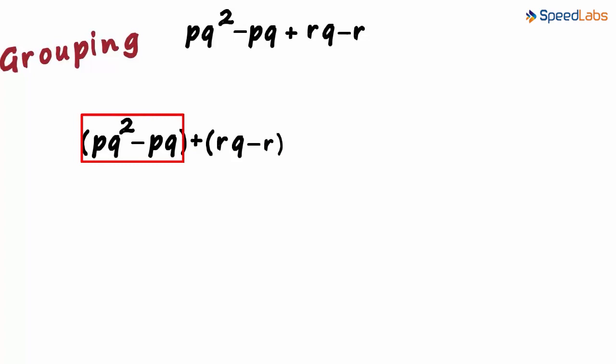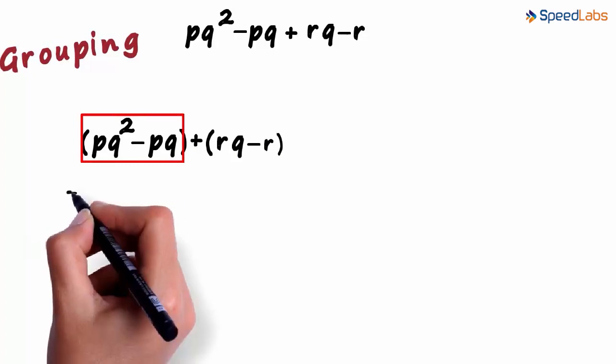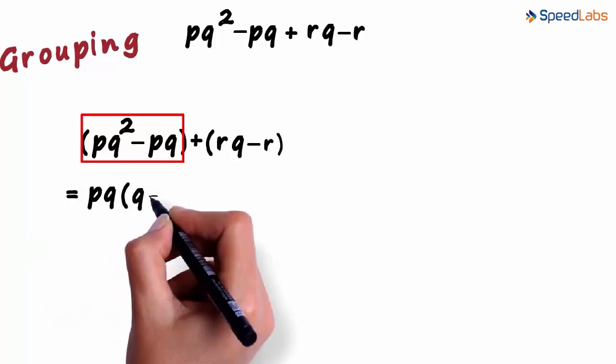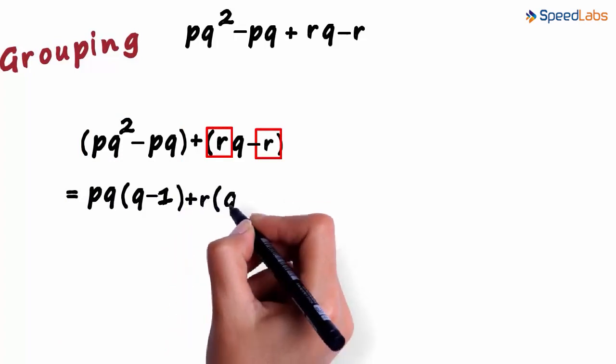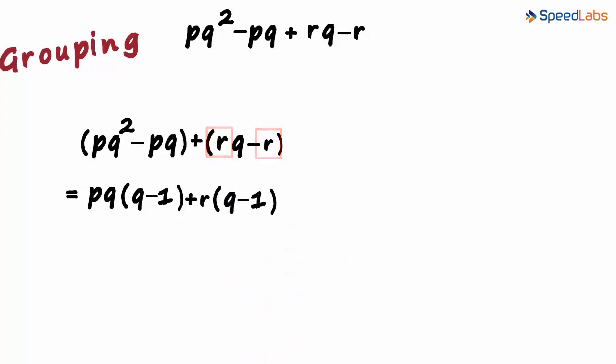From the first group, the term pq is common to both the terms. So we write it as pq multiplied by q minus 1. As r is common to both the terms of the second group, we write it as r multiplied by q minus 1. Now observe this expression.